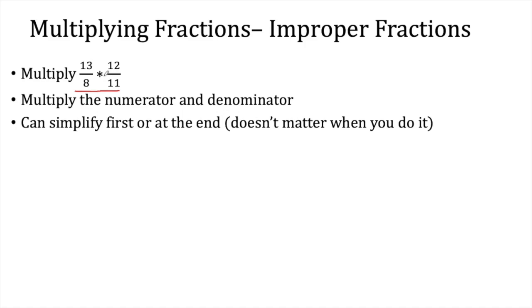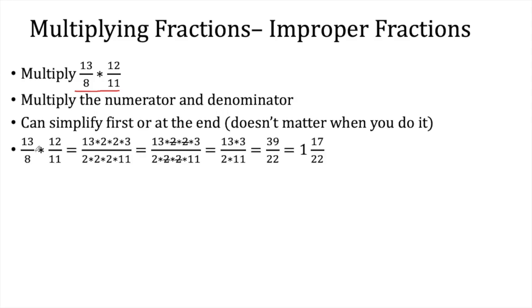As we did in the previous video about multiplying fractions, we will list the prime factorization of both the numbers. So 13 is just 13 times 1, and 12 is 2 times 2 times 3. That is the prime factorization of 12. The prime factorization of 8 is 2 cubed, which is 2 times 2 times 2. And the prime factorization of 11 is just 11 times 1.